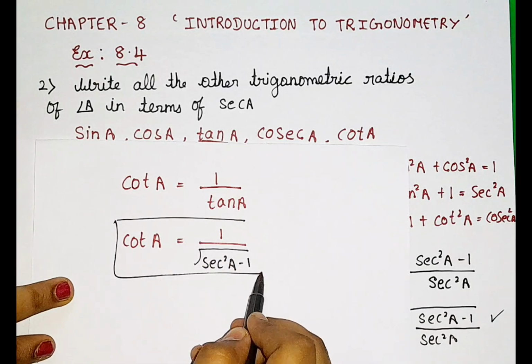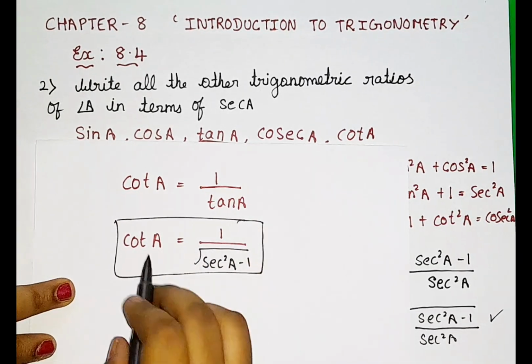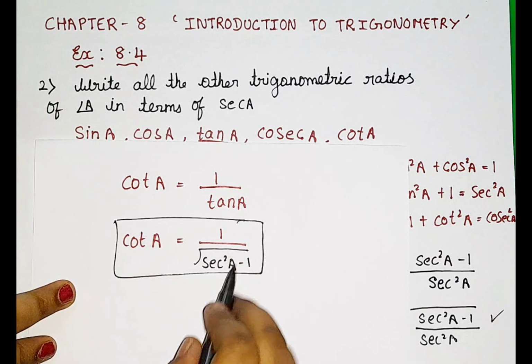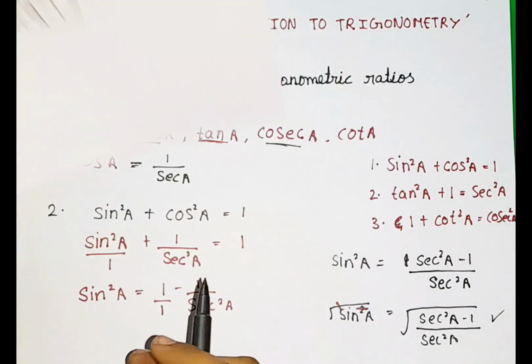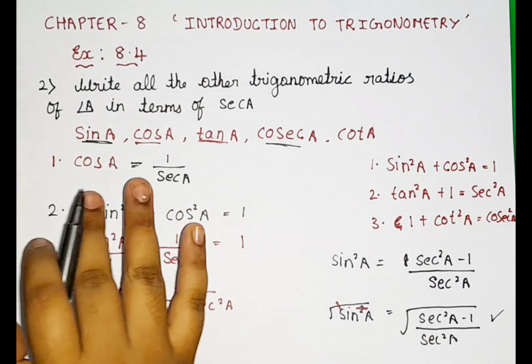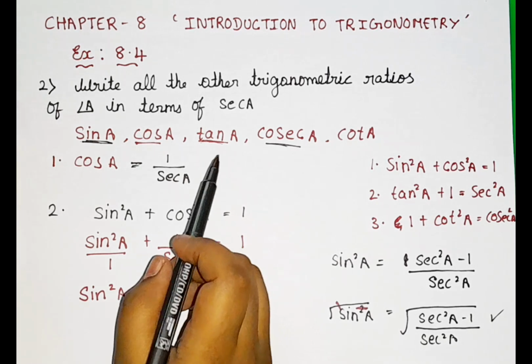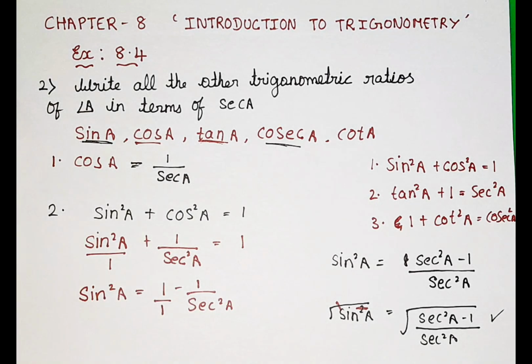Because we changed cot A in terms of secant A, this is our answer. So we just changed all the trigonometric ratios in terms of secant A. Alright, this is our answer.